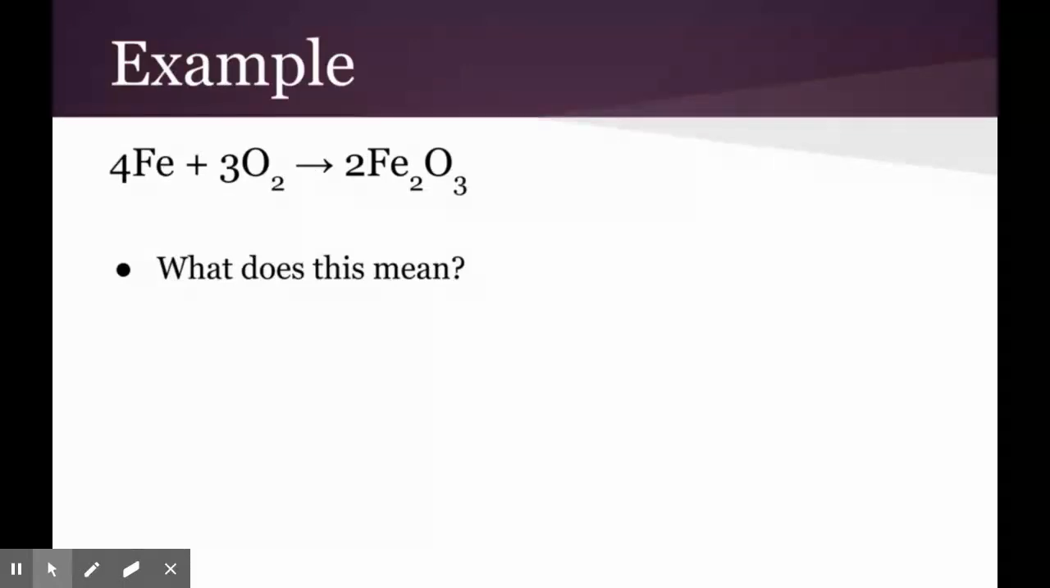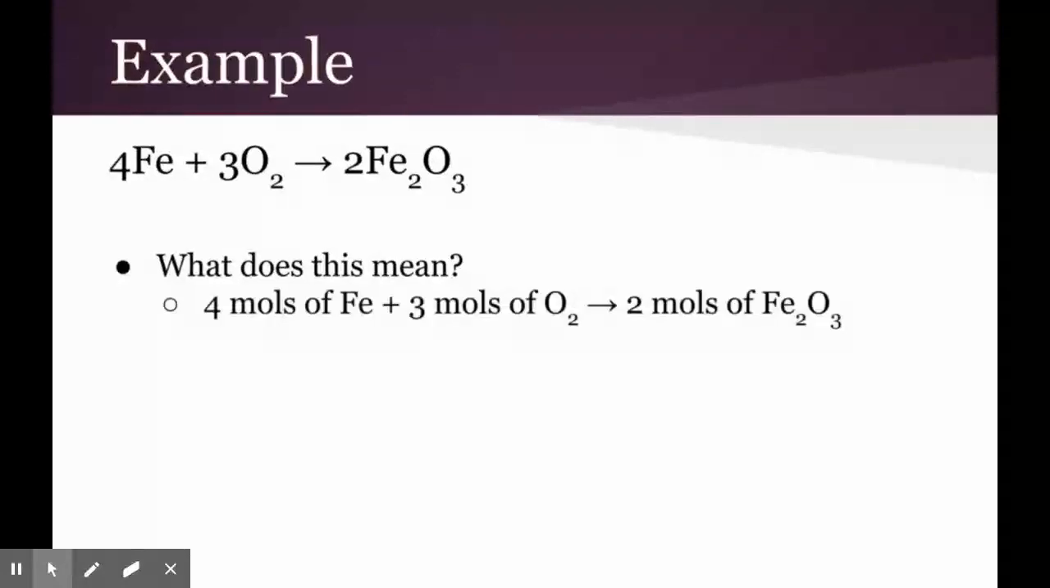Okay, so here we have a reaction of iron and oxygen to give us iron(III) oxide. So we want to take a look at what this reaction really means, what this equation tells us. It tells us that 4 moles of iron reacts with 3 moles of oxygen to produce 2 moles of iron(III) oxide. So the coefficients tell us the number of moles of each reactant and product.